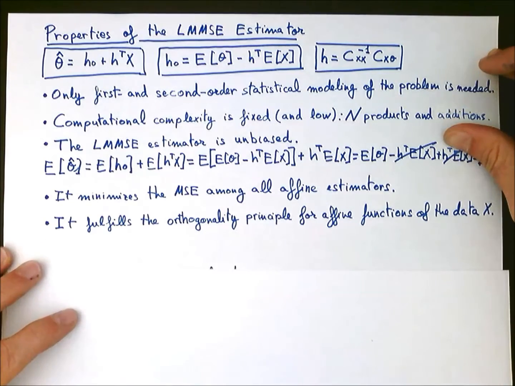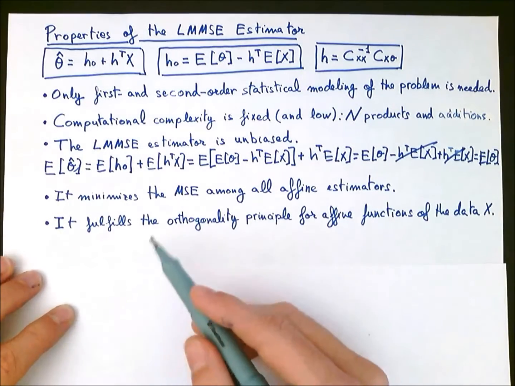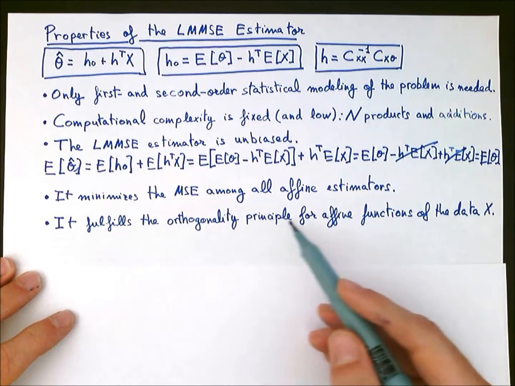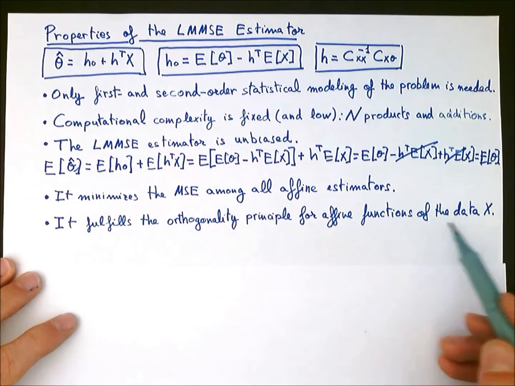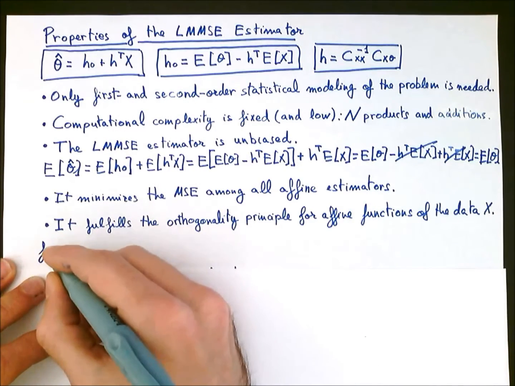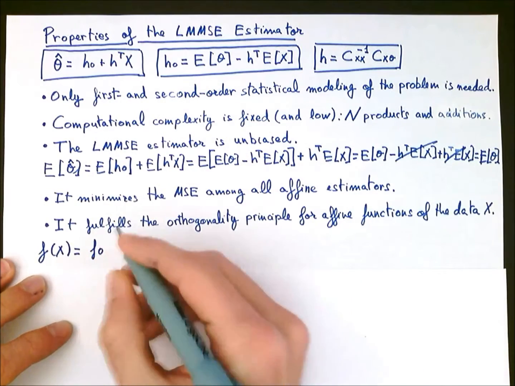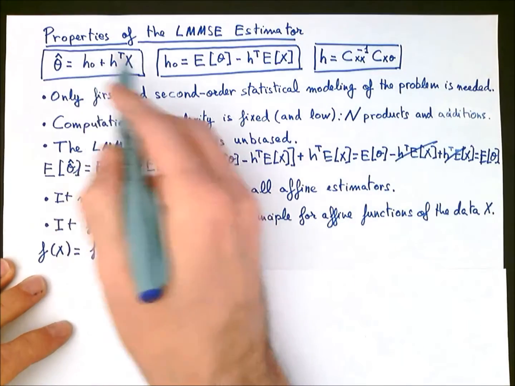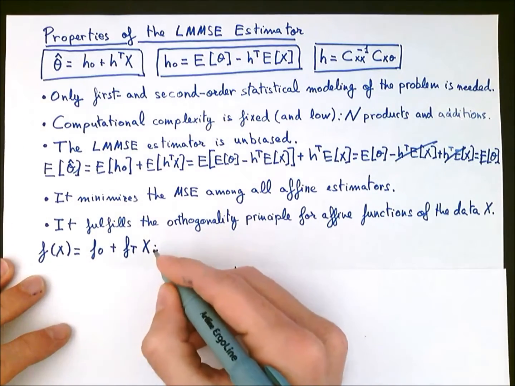We can see that similarly to the nonlinear MMSE estimator, the LMMSE estimator fulfills its own version of the orthogonality principle. The LMMSE estimator fulfills that the estimation error is going to be uncorrelated with any affine function of the data X. What does this mean? Well, if we have a function f of X of the data which is affine, then it should have a form which is this one, similar to the estimator. It's just made of an offset coefficient and a linear combination of the data samples.